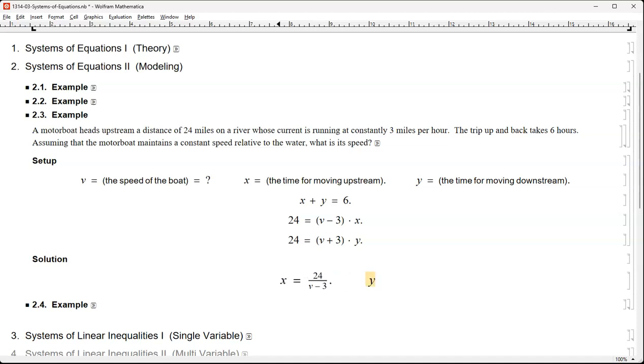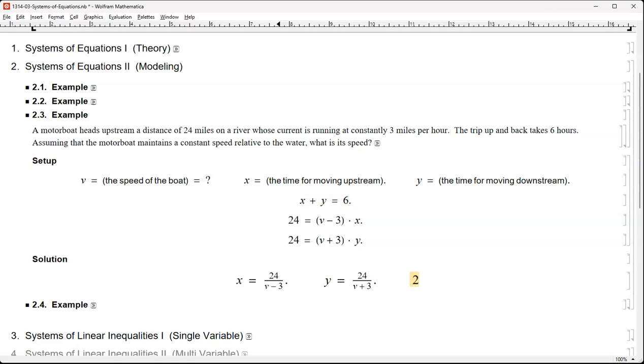Likewise, from this third equation, you're going to get 24 divided by v plus 3, flipping this speed to the other side. Now that we have x and y solved with respect to v, substitute both of them into the first equation. What do you get?